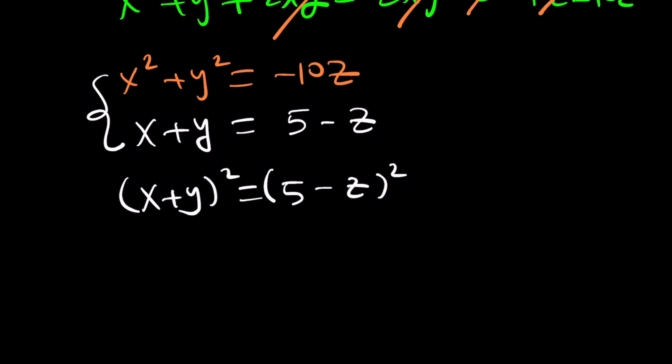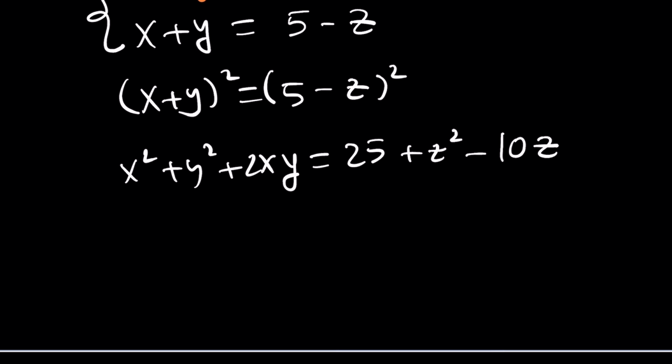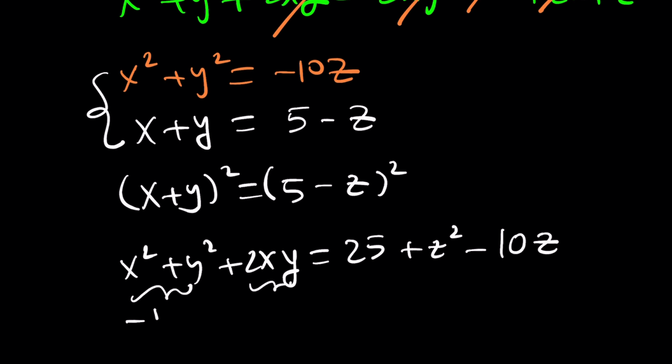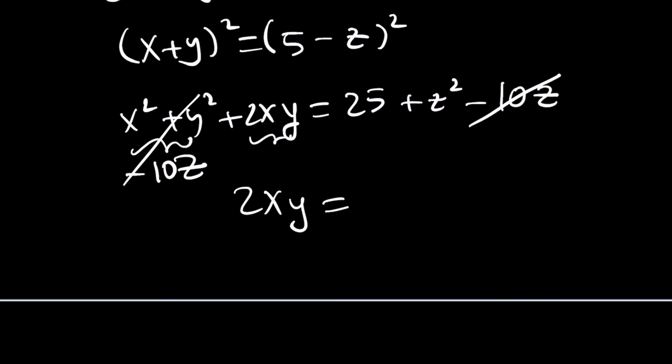And then that gives you x squared plus y squared plus 2xy equals 25 plus z squared minus 10z, right? And then from here, you want to find 2xy. Our goal is to get xy in terms of z, makes sense? So replace x squared plus y squared with negative 10z. Uh-oh, these two cancel out. Nice. And then you end up with 2xy equals z squared plus 25, which you can write as xy equals z squared plus 25 divided by 2.